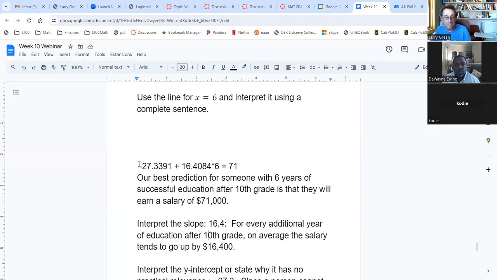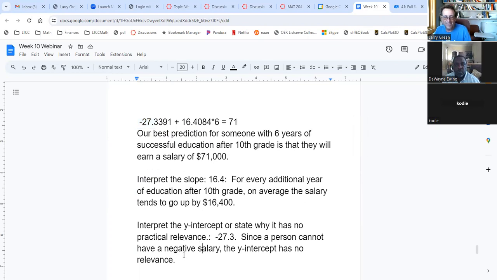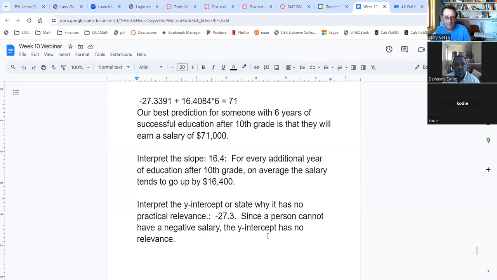Okay, the y-intercept is about negative 27.3. Well, that doesn't have any meaning because that's the y value when x is zero, and that would mean that your salary at 30 years old would be negative $27,000. And that's silly. Nobody works a job and has a salary of negative $27,000. So in this case, you would just say that there's no relevance to the y-intercept. Any questions on that?